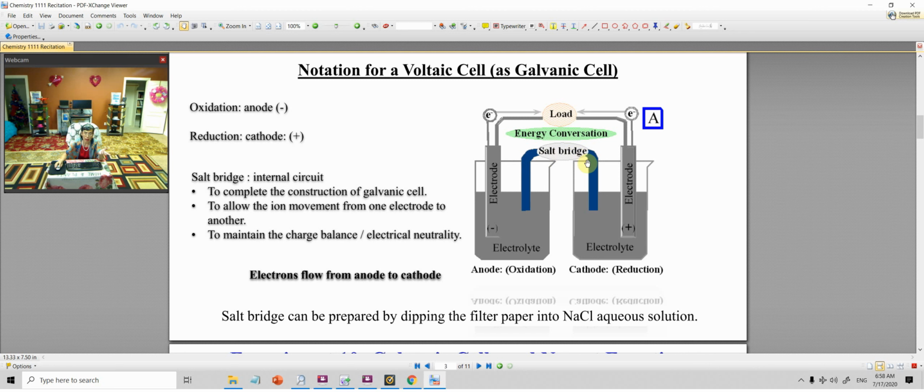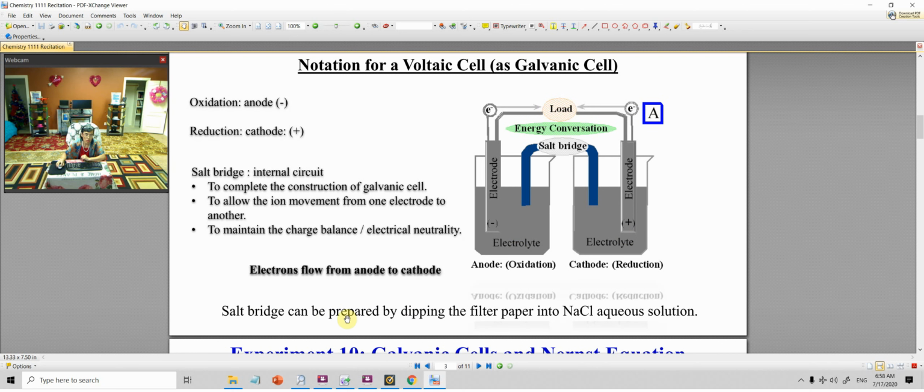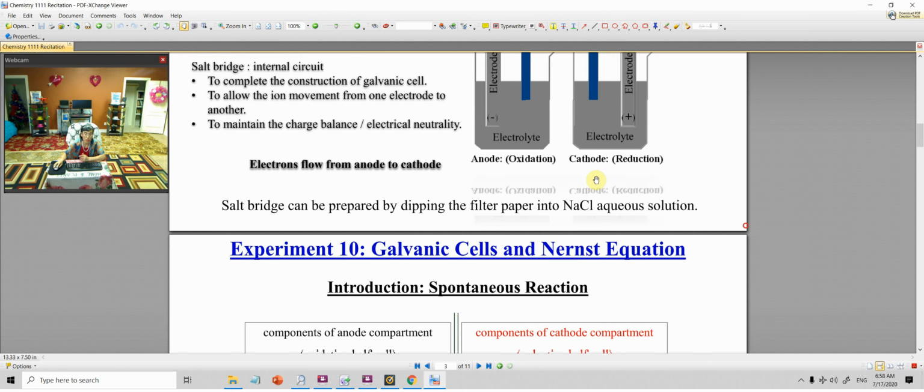Positively charged ions, such as sodium, such as proton, are going to be diffusing through the electrolyte in anode to the electrolyte in cathode. So your salt bridge can be prepared simply using a filter paper with the sodium chloride aqueous solution. That's how you determine it.